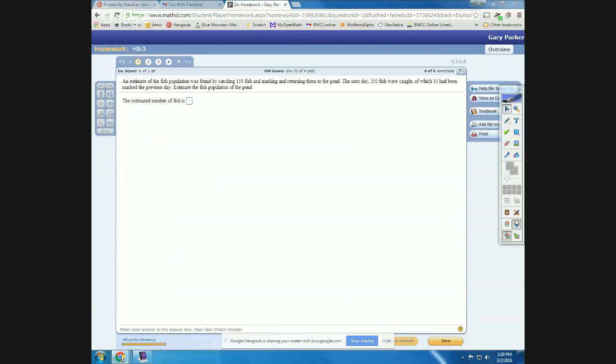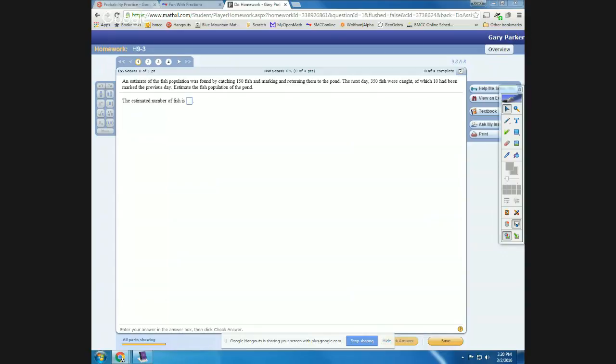All right, so an estimate of the fish population is found by catching 150 fish, marking and returning them to the pond. The next day, 350 were caught. 10 had been marked from the previous day, so we want to estimate. So this is a ratio and proportion problem. It is also a sampling problem too.